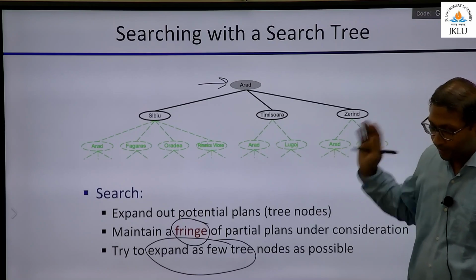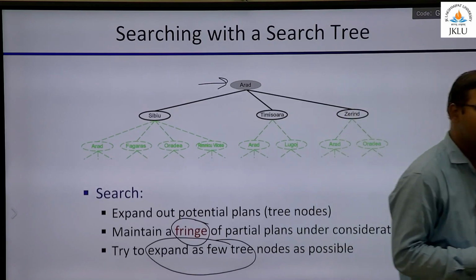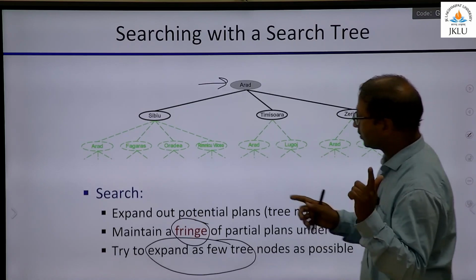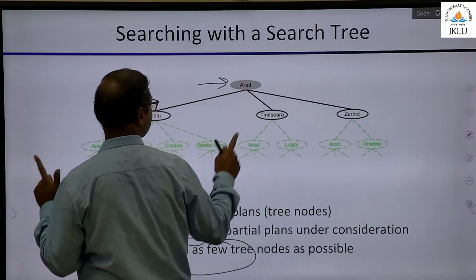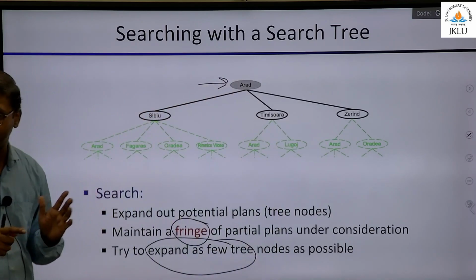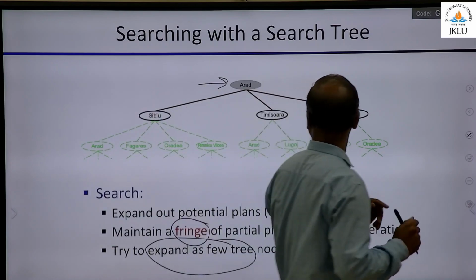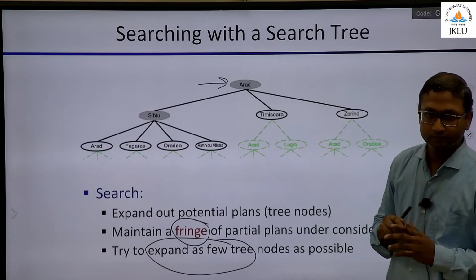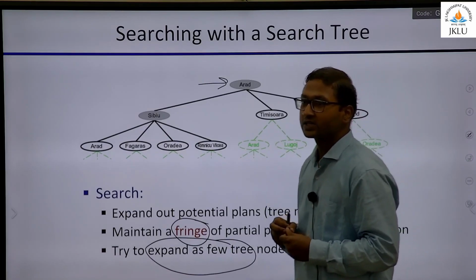Okay, so my fringe now is how many elements? Six elements. Arad, Fagaras, Oradea, RV, Timisoara, Zerind. Okay, this is what we have. Now, which one do I expand next?